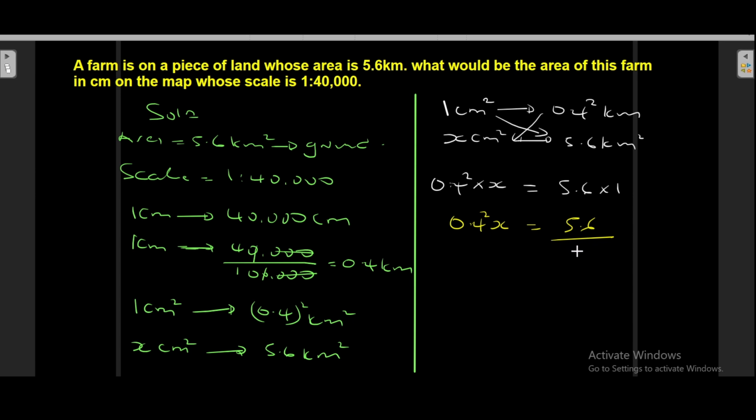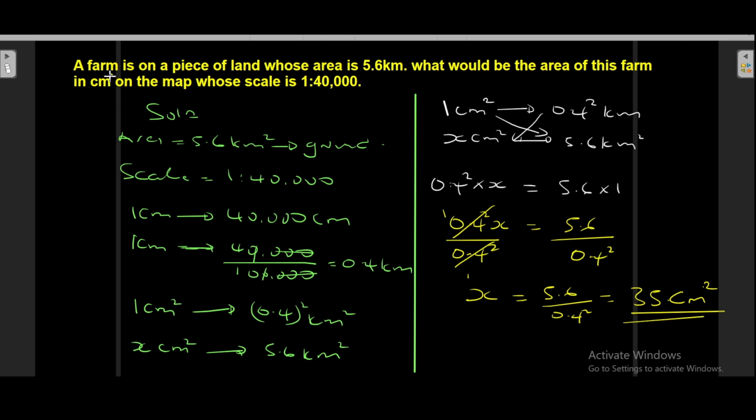Divide through by 0.4 squared. 0.4 squared divided by 0.4 squared gets to 1, so I remain with x equals 5.6 divided by 0.4 squared. When you divide this, it must give you 35 centimeters squared. Therefore, this is going to be our area of that piece of land on map in centimeters squared, because they wanted our answer in centimeters squared.